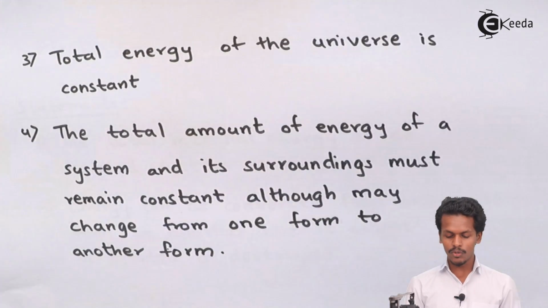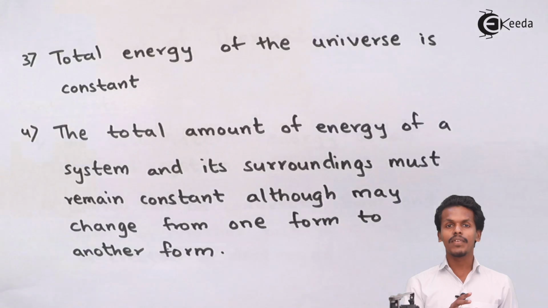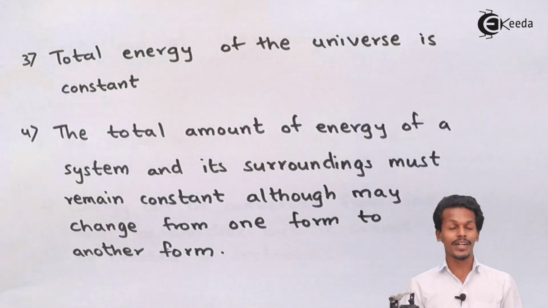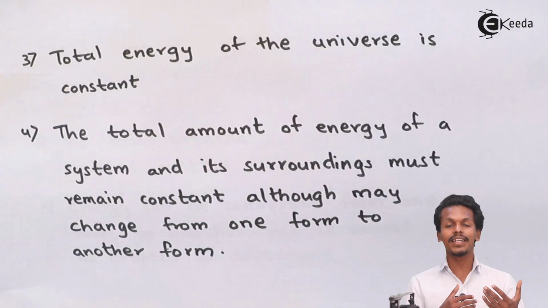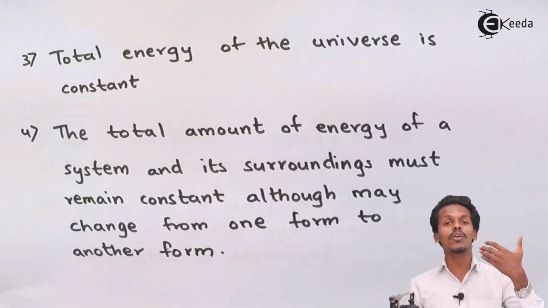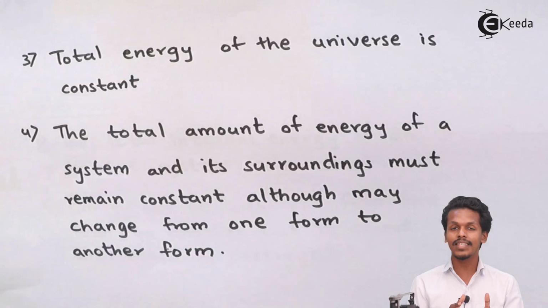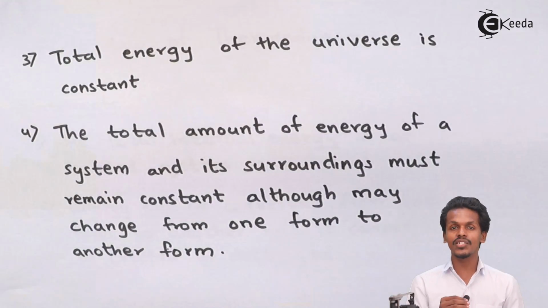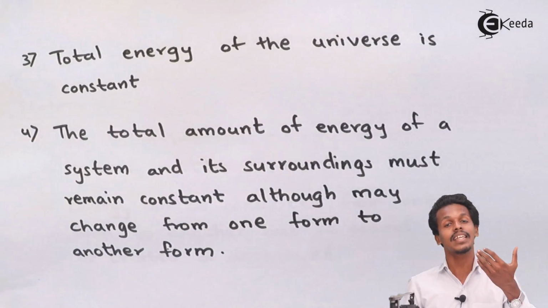If we talk about the fourth statement, suppose a particular amount of energy has been reduced from the system and has gone to the surroundings, or has evolved in the surroundings. Then the energy of the surroundings has increased. But the amount of energy that has decreased in the system is nothing but the amount of energy that has increased in the surroundings.